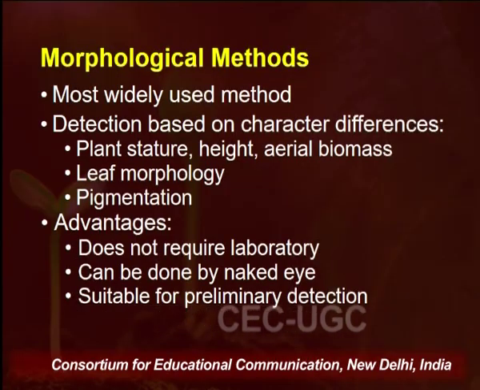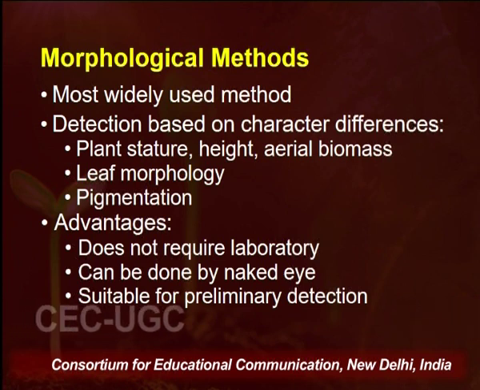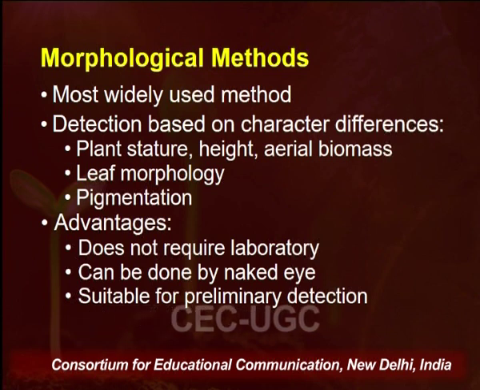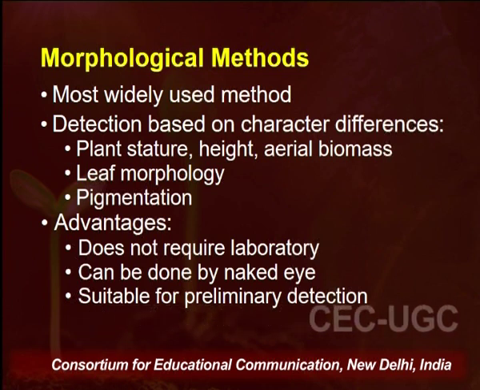Now we will discuss each method in detail. So the morphological method, as I told you, depends upon observing the morphological characters of the plant, and this is one of the most widely used methods. When we talk about morphological characters, these include the stature of the plant, whether the plant is stooping, erect, or bending. All such characters are observed, along with the height of the plant.